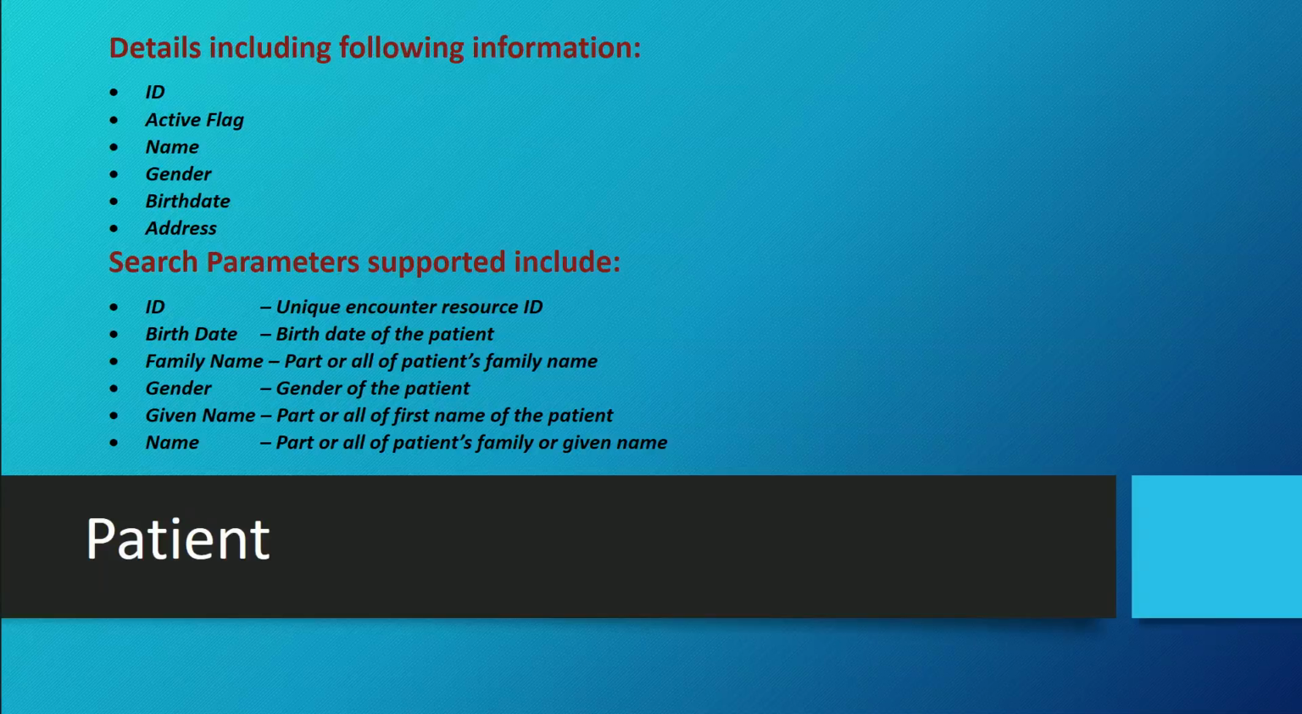In the case of the patient, the information returned from the system includes ID, active flag, name, gender, birth date, and address of the patient. And parameters supported for searching for records include the ID, the birth date of the patient, part or all of the patient's family name, given name, or either, and the gender.